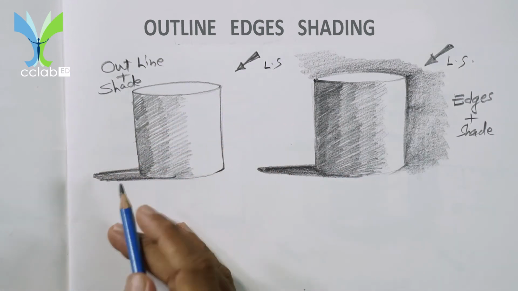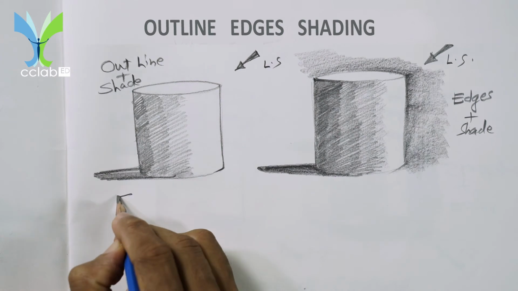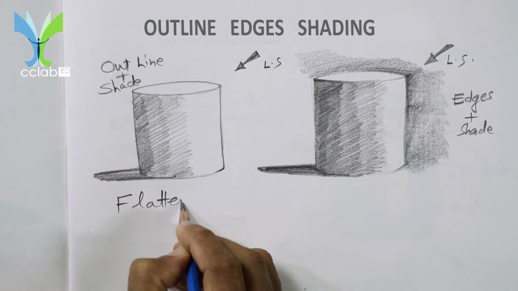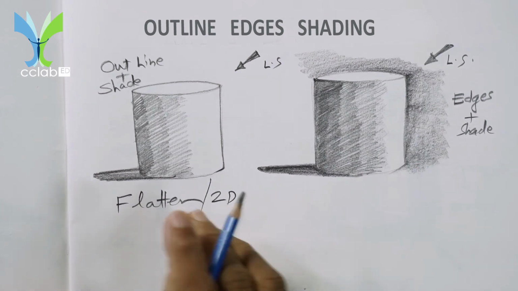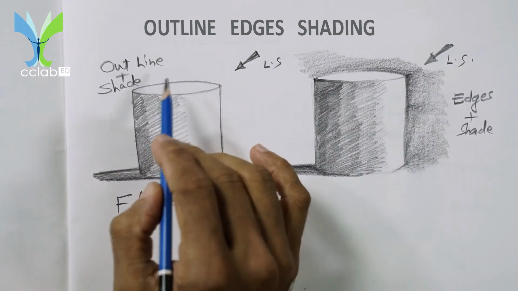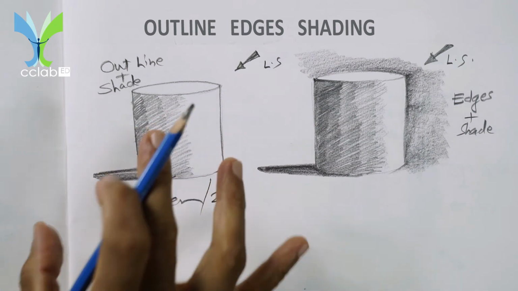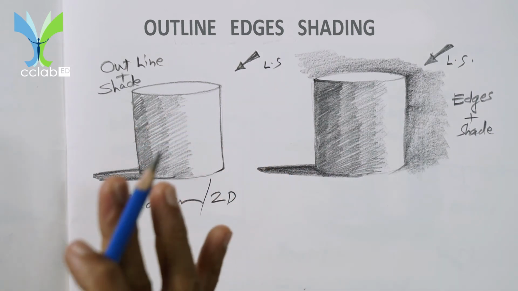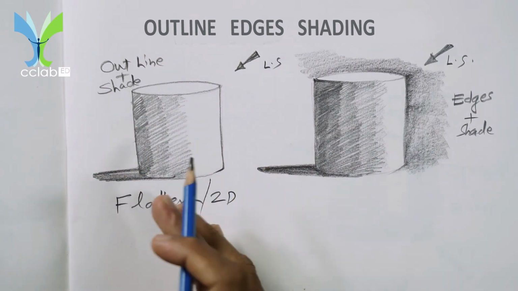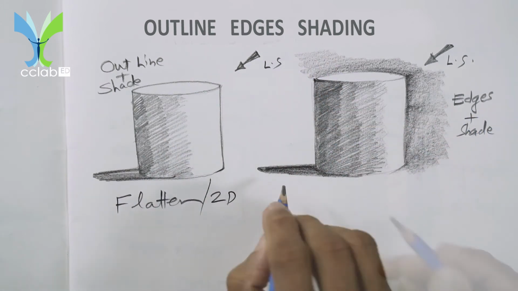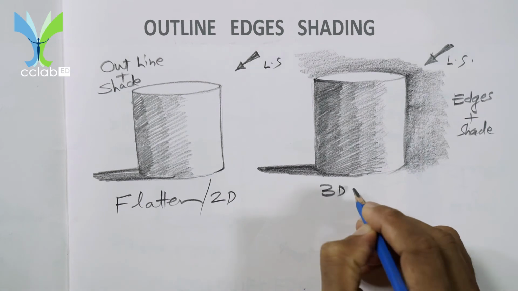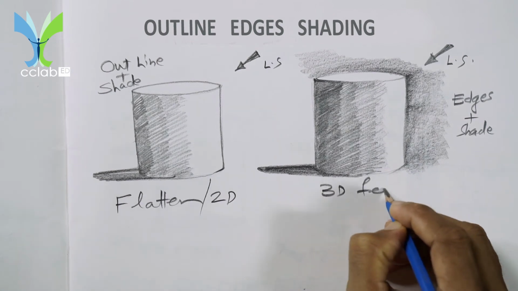Now see the difference between the two cylinders. The first cylinder has a flattened feeling, like a 2D picture, a two-dimensional look, because the cylinder has an outline. Generally a shape has an outline, so when you shade a shape to get a realistic illusion, automatically its outline will disappear. So the second cylinder has a 3D feeling, or three-dimensional look.